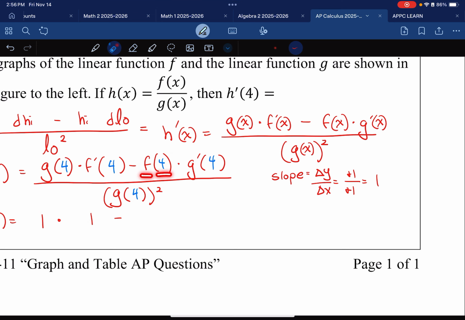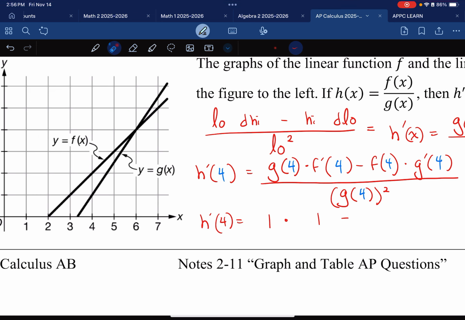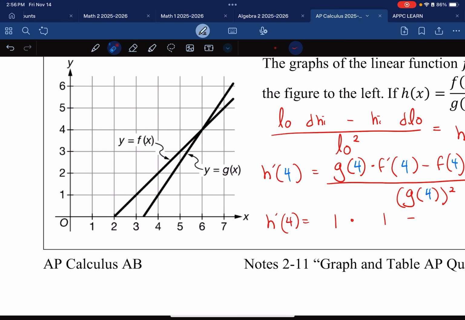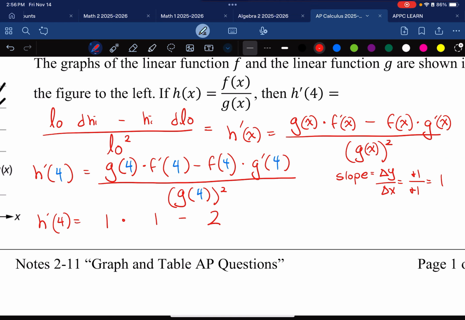F of 4 is the height at 4. So on this function f right here, the height at 4 comes up to a height of 2 over here. Okay, so I can come over here and say that height is 2. And then I'm going to copy down the multiplication symbol. Now I need to do g prime of 4. That means the slope at 4 for g.